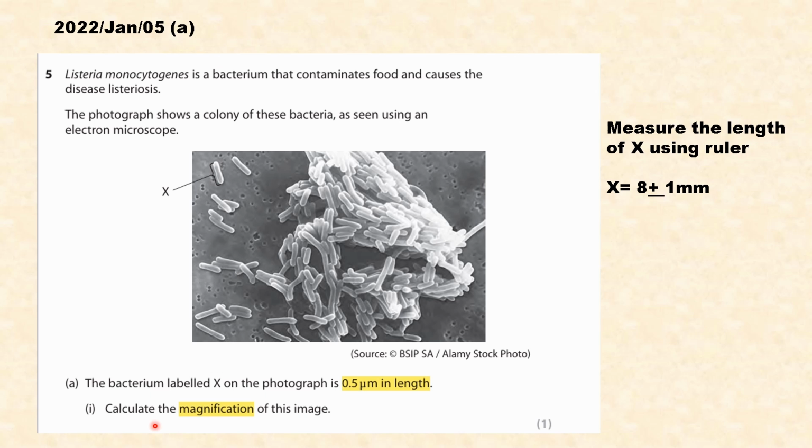The next question is from the January 2022 paper focusing on Listeria monocytogenes. You are provided with a picture and asked to find the magnification. The actual length of the bacterium is given as 0.5 micrometers, and you'll use the labeled part X for your measurements. To begin, you should measure the length X with a ruler. Be very specific with your measurements as this length is quite small. For this question, it's 8 mm with a possible variation of plus or minus 1 mm.